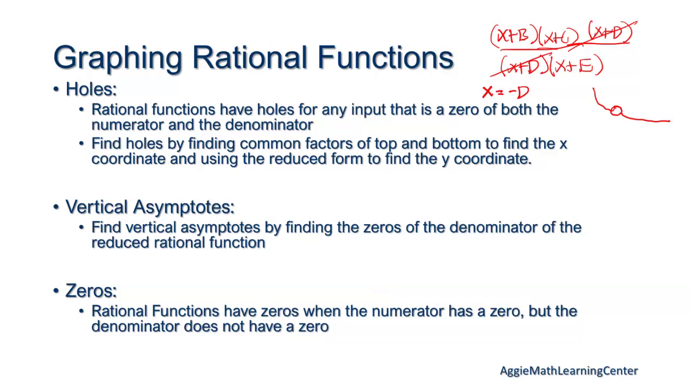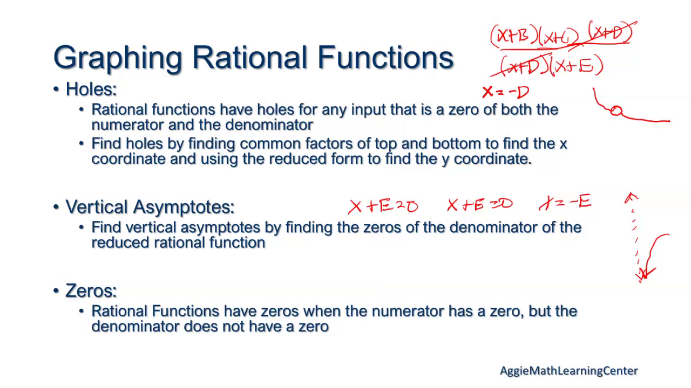Our vertical asymptotes are whatever's left in the denominator. That's where the function is undefined, right? So we know that if we plug in negative e, for example, because x plus e is a factor in the denominator, x plus e equals 0. So your x is equal to negative e. Then if you plug that negative e in, the denominator would be 0. The function would be undefined. So what you get there is a vertical asymptote. And the function usually approaches that on either side.